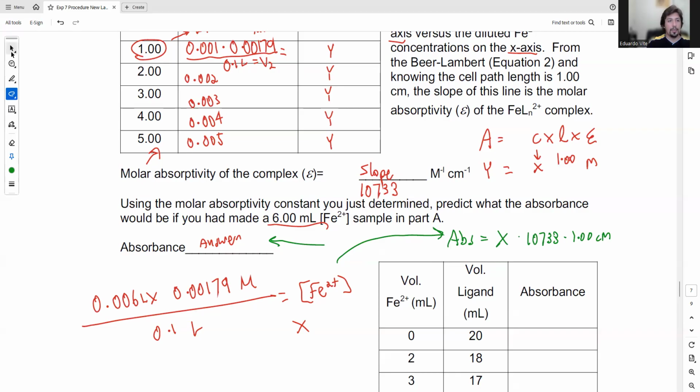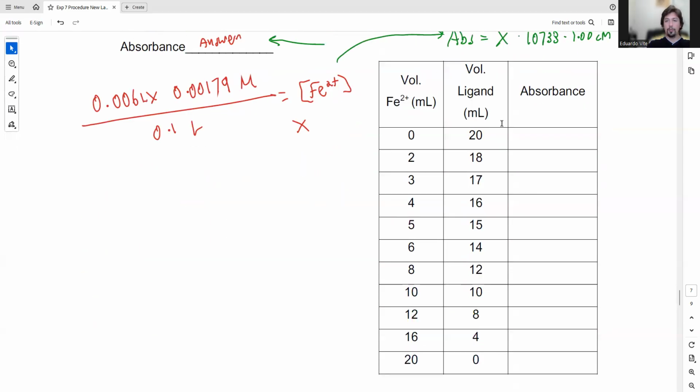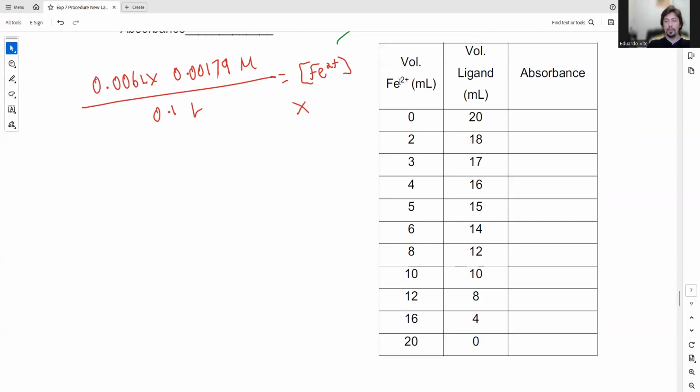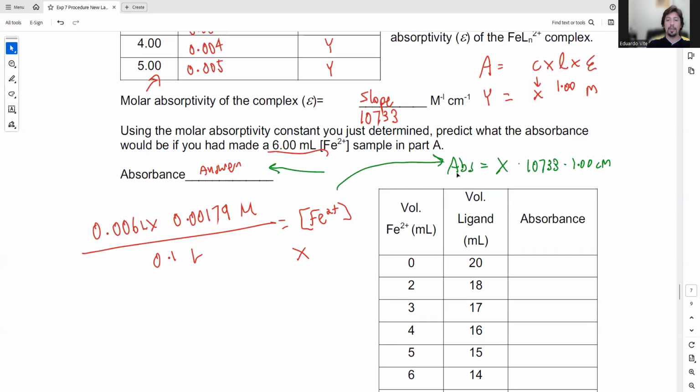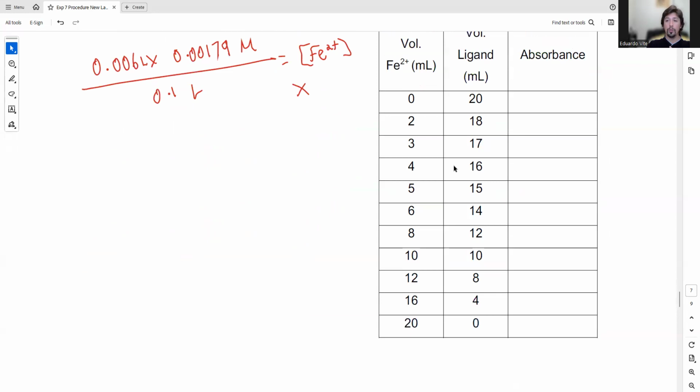Okay, so that is how you do part A. You see here the table for part B shows up. This is different. Make sure that you don't get it confused. The table for part A has concentration versus absorbance. The table for part B has volume versus absorbance. They are not the same thing. They are related, but they are not the same thing.